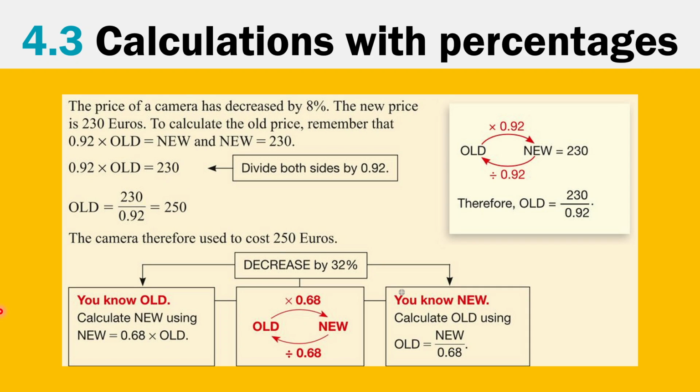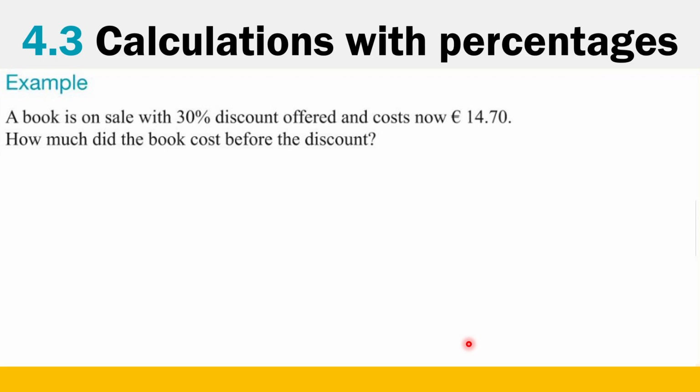And this also works the same way if I have a decrease, right? If I know old and I know the decrease, I just do the multiplication factor times old to get new. If new is given and I want to know old, then I divide new by the multiplication factor. Let's try to do an exercise.